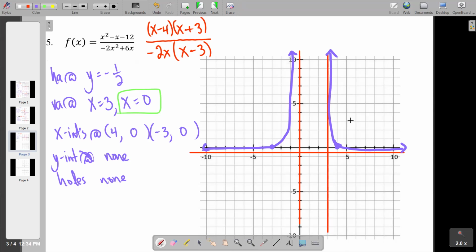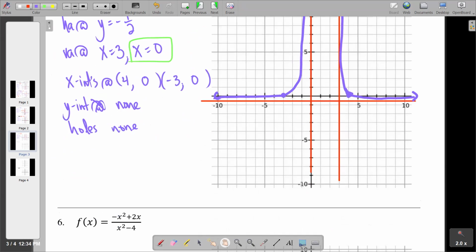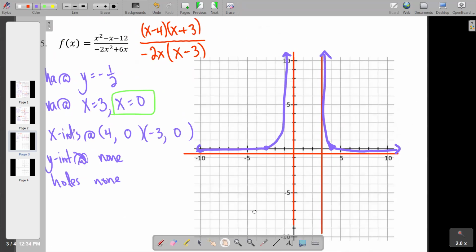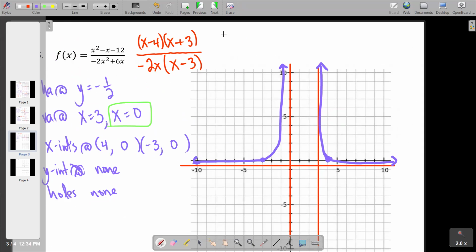I'd probably personally pick 1 and 2. I would do a couple just because they seem logical. So like I'm going to take 1. I'll put it up here. So 1 comma blank and 2 comma blank. Those seem logical as they're in between those two vertical asymptotes. So if you put in 1, I think that comes out to negative 3. Yeah, I feel pretty good about that. So 1, negative 1, 2, 3.